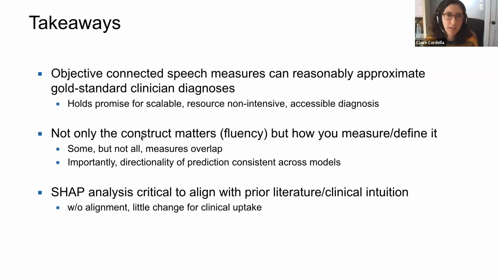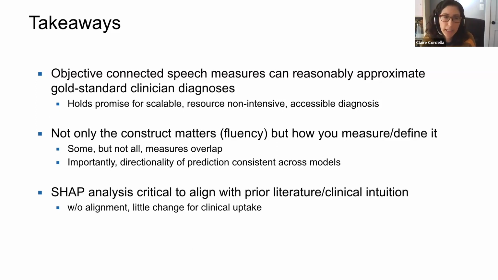I just talked about this, that when you measure the same construct but in different ways, some but not all of the features overlap, which is interesting, but the directionality of prediction for those features that do overlap is consistent, so that's reassuring.